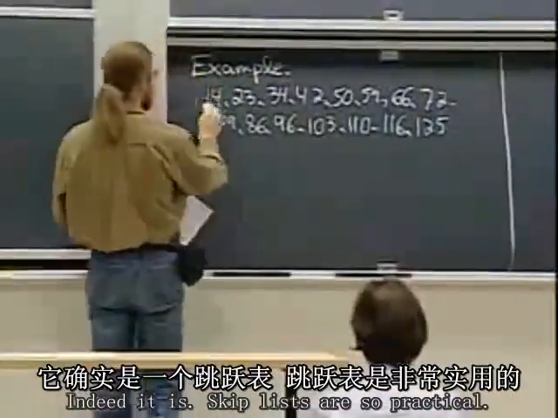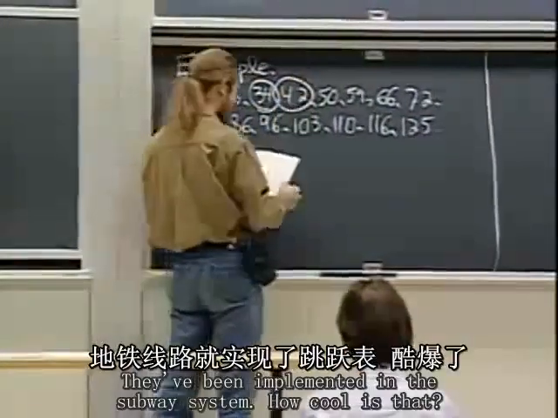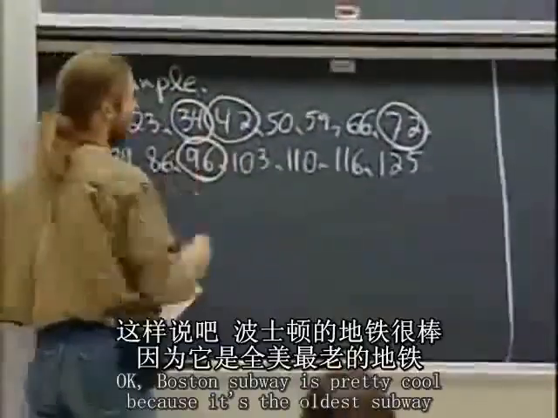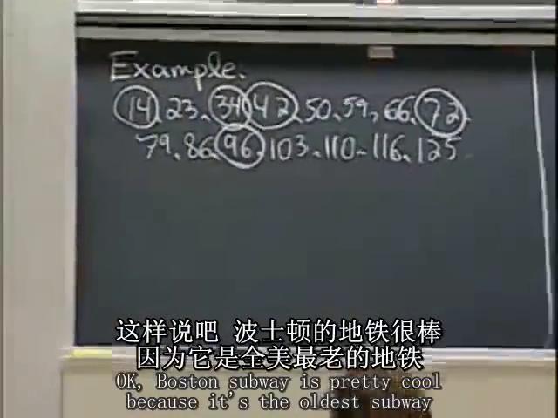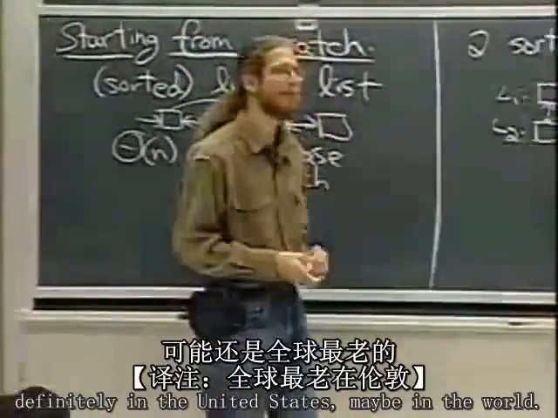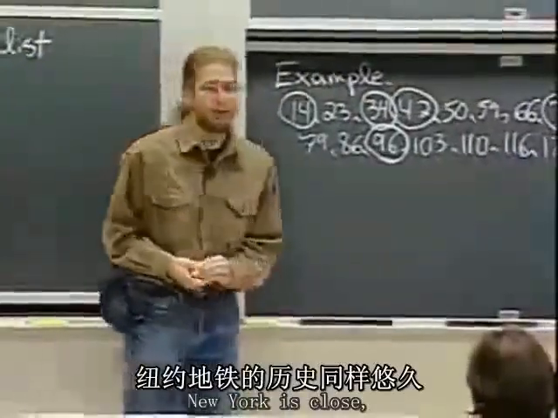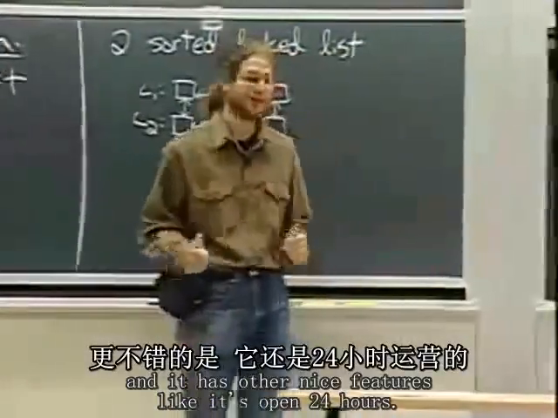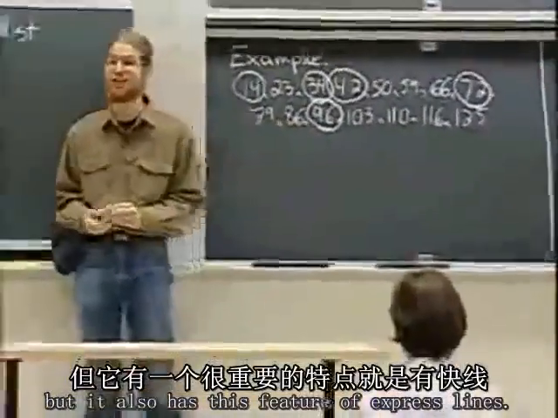So if you want to experience, I mean, see, skip lists are so practical. They've been implemented in the subway system. How cool is that? Okay. Boston subway is pretty cool because it's the oldest subway definitely in the United States, maybe in the world. New York is close, and it has other nice features like it's open 24 hours. That's a definite plus. But it also has this feature of express lines.